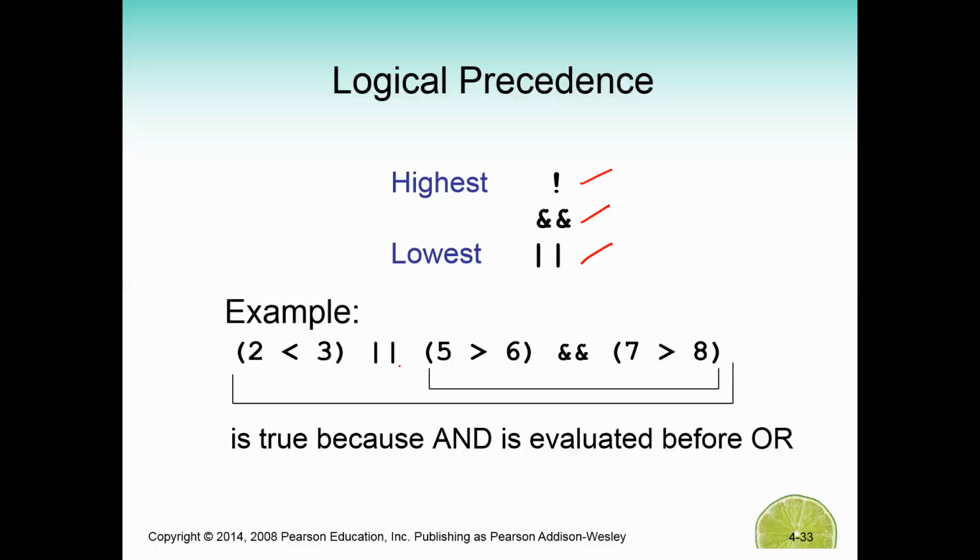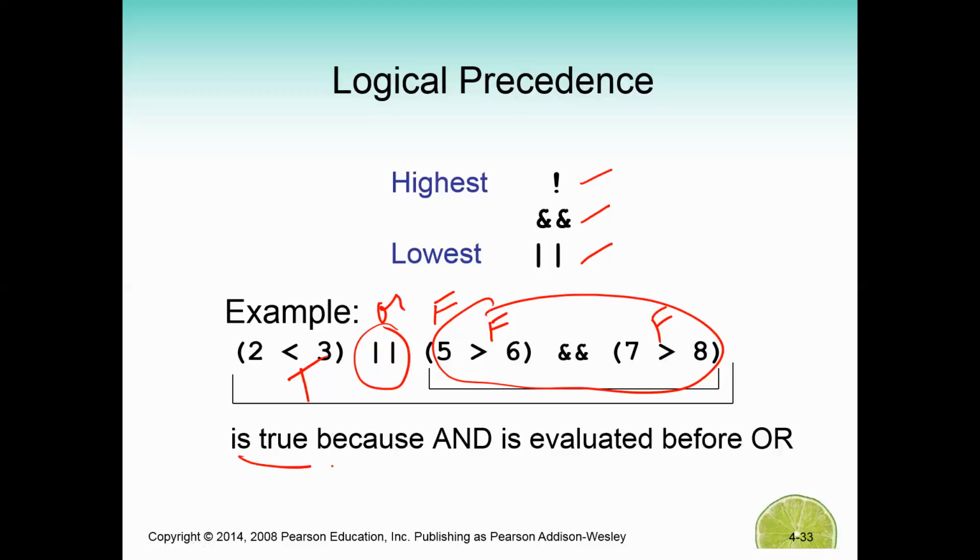So we have, is 5 greater than 6? No, right? This is false. Is 7 greater than 8? This is false. So everything here is going to be false. And then we have the or. Is 2 less than 3? Yes. So we have a true and a false. Because we have the or, then this is going to be true. The whole thing is going to be true. Because that's the way that the computer is going to do it.